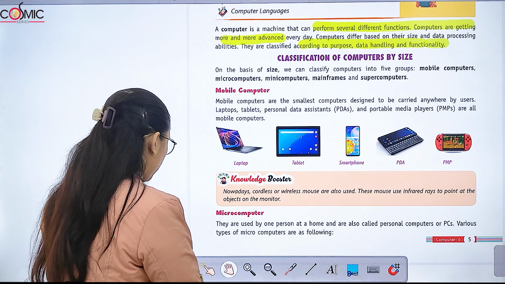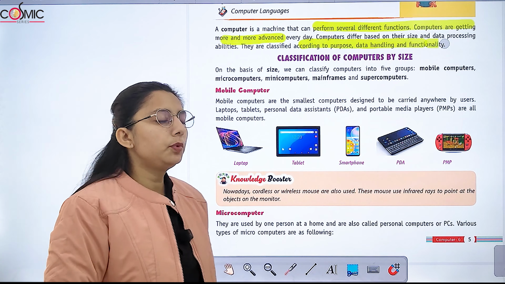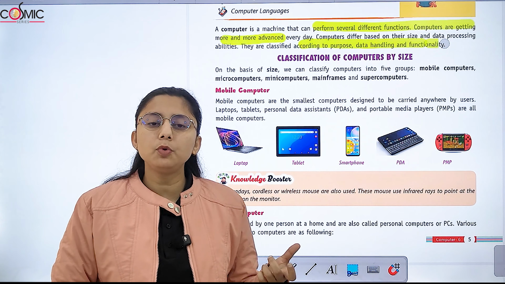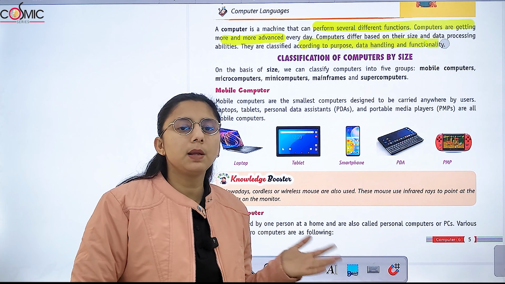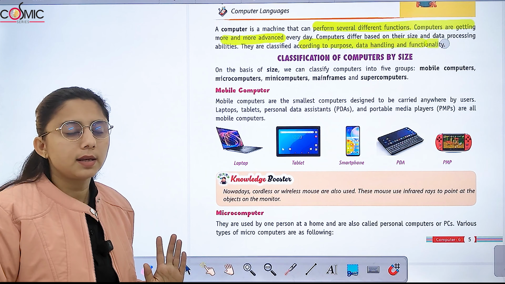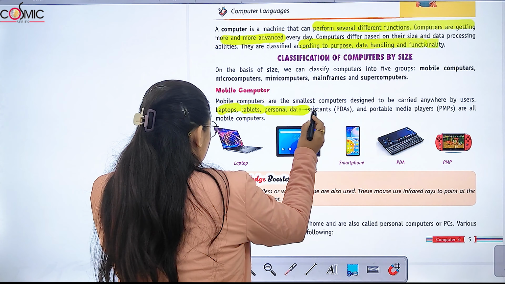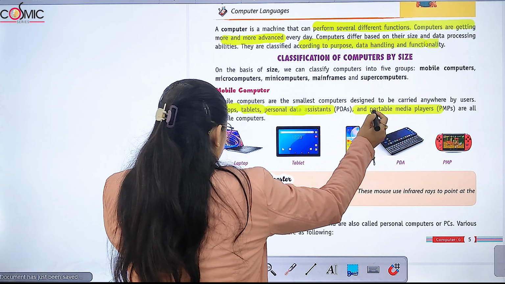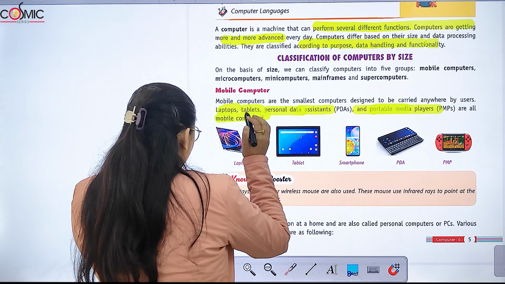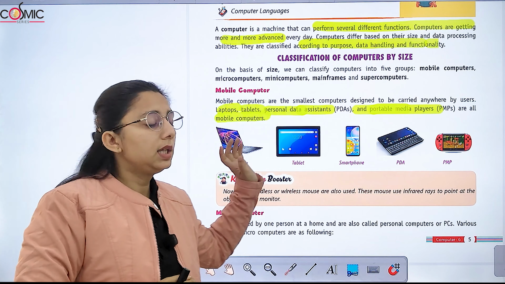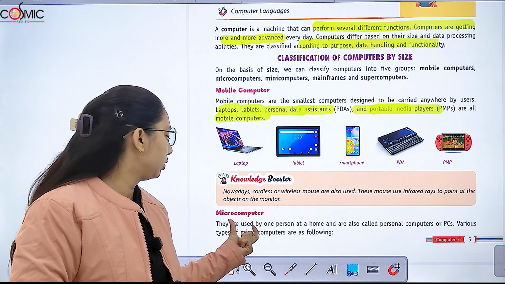First is the mobile computer. So what is a mobile computer? It is the smallest computer, designed to be carried anywhere. आप उसको कहीं भी किसी भी place पे easily अपनी pocket में ले जाके carry कर सकते हो. Like we have laptops, tablets, personal data assistants (PDAs), and portable media players, and they all are mobile computers. ये portable होते हैं.